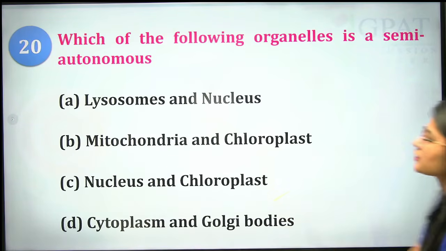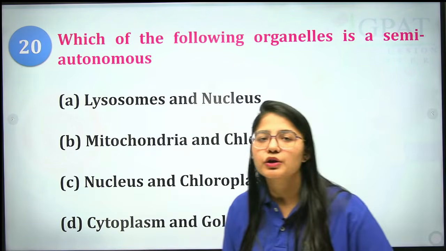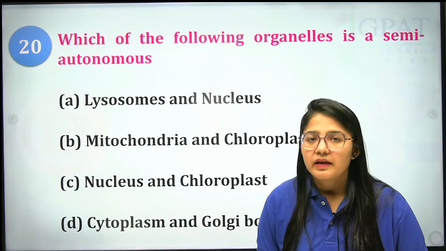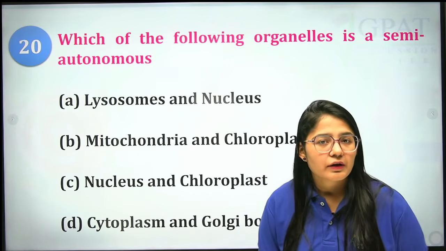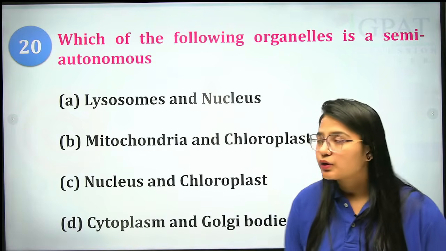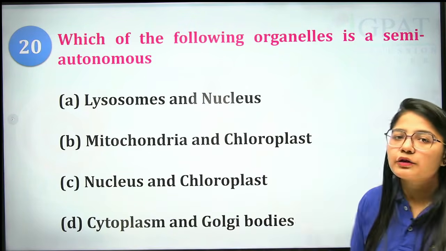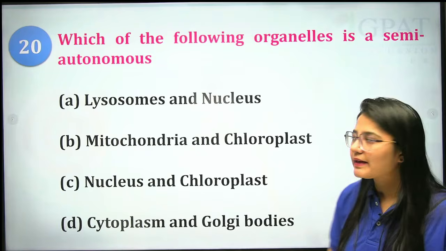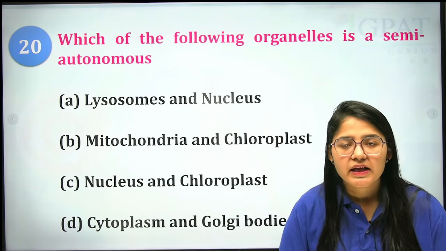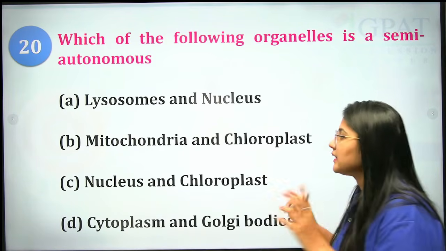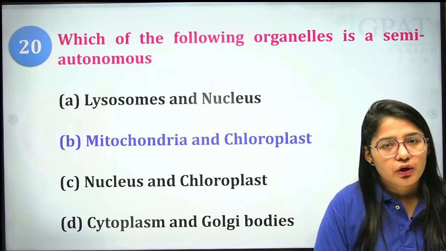Clear? Next question. Which of the following organelles is semi-autonomous? Semi-autonomous means they are able to perform their functions semi-autonomously, meaning they have their own powerhouse and their own genetic material. That's why they are known as semi-autonomous. Clear? So the correct answer is mitochondria and chloroplast. Mitochondria is present in your animal cells, and chloroplast is present in your plant cells. So yes, they both contain DNA and produce ATP. That's why they are known as semi-autonomous organelles.